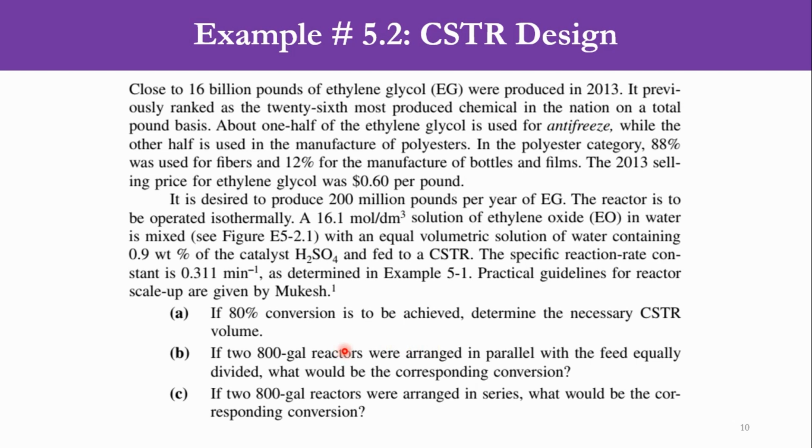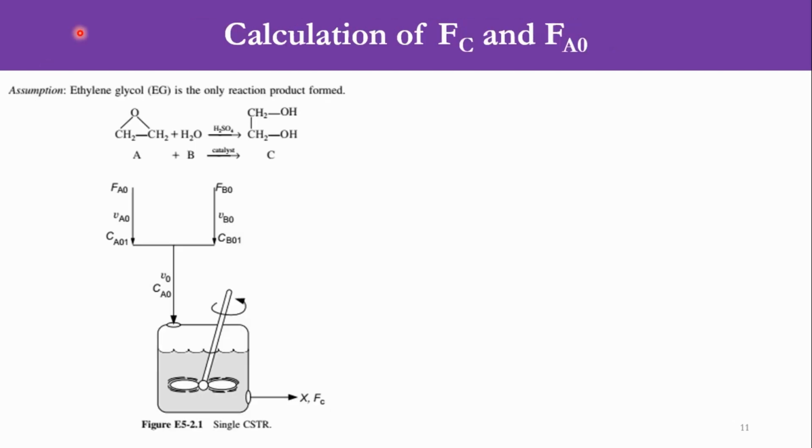And in the third case, again, we are given the volume of the reactor, but now these are in series. If two 800 gallon reactors were arranged in series, what would be the corresponding conversion? In these two cases, we have to determine what would be the conversion for the system. Now, first we calculate FA naught and FC. Why is it so? You will see it in a couple of minutes.